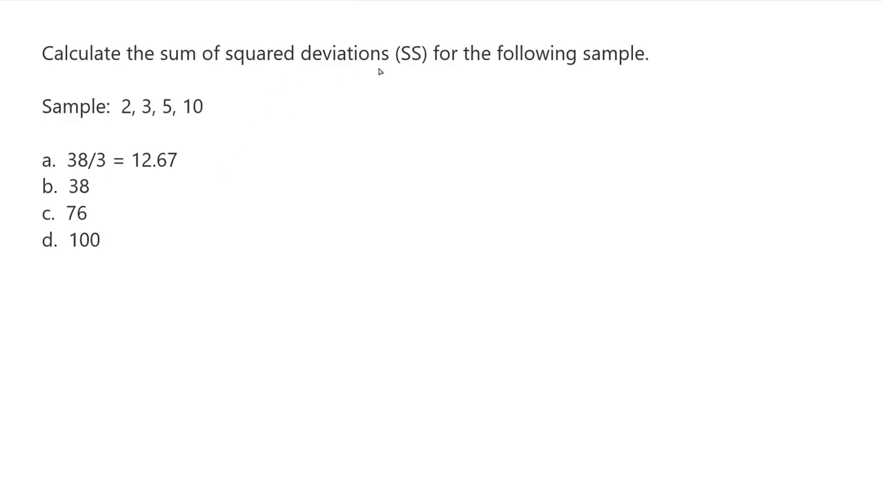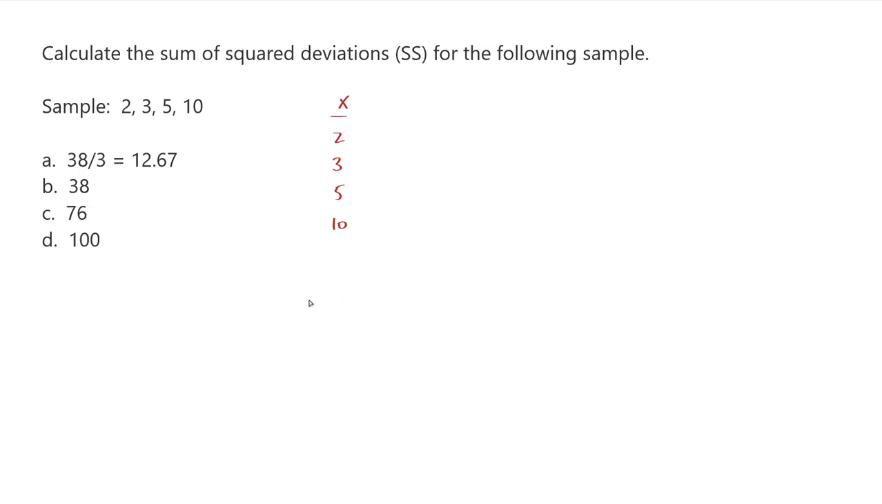Calculate the sum of squared deviations, or SS for short, for the following sample. So our sample is made up of the numbers here. We've got 2, 3, 5, and 10. And the answer could be either 38 divided by 3, which gives us 12.67, or 38, or 76, or 100.